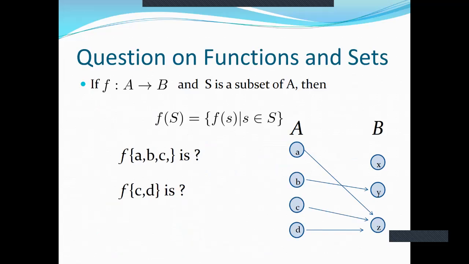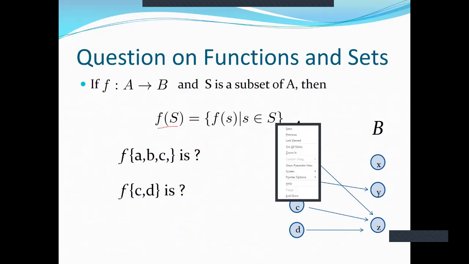Okay, so another question: if f is a function from A to B, and S is a subset of this set A, then what is f of S? F of S means the range of S, that is f of s such that s belongs to the subset S of A. All right.